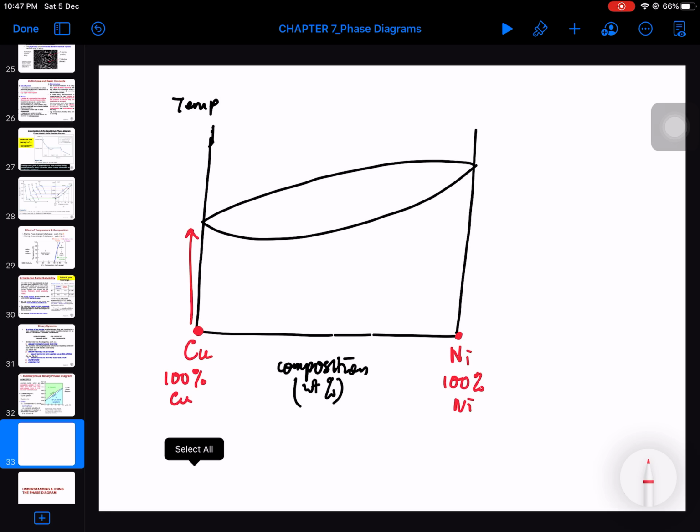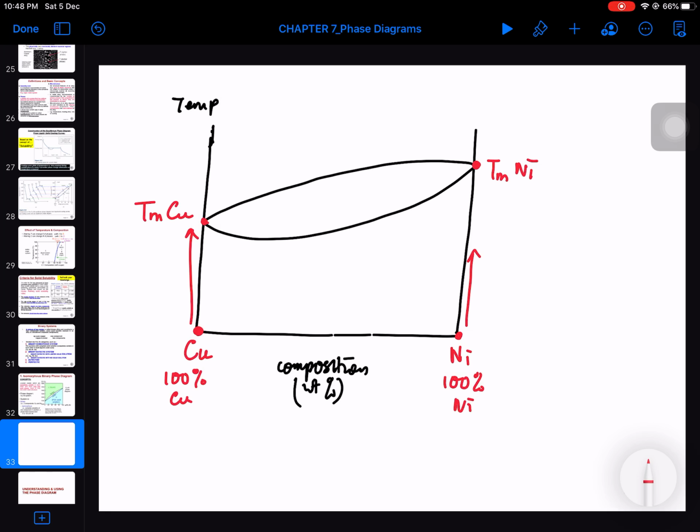If we go further up as the temperature increases, at the point of 100% copper, find this point where the 2 lines meet. This is the melting point for copper, that is the melting point for pure copper. The same thing goes along this line. We come to the point where the 2 lines meet, and this is the melting point for pure nickel.